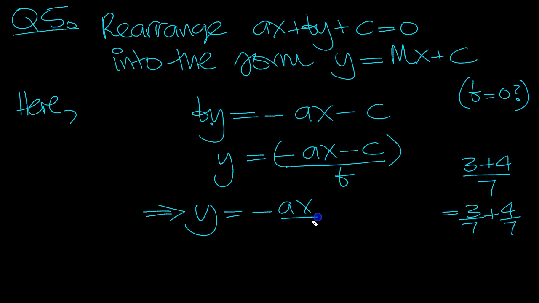ax over b. Now instead of all over b, it's just optional, but you can actually put a over b lots of x. So that's what we'll do in this case. And then minus the second term over what's underneath, c over b. So that's equivalent to, isn't it?